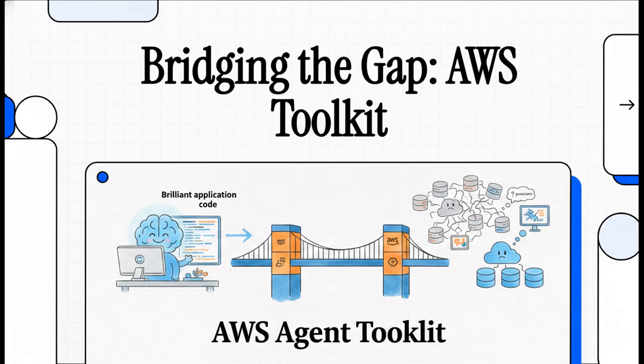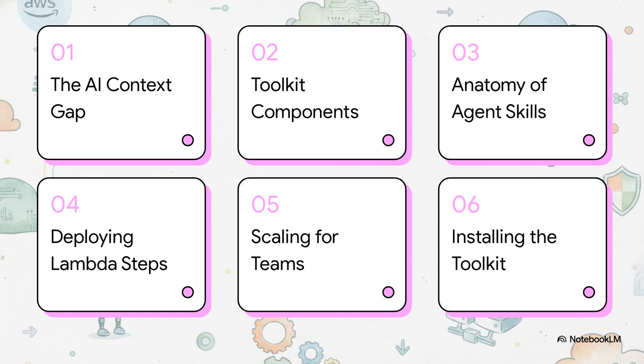Okay, let's dive into this. Here's a quick roadmap of what we're covering today. We're going to look at the AI context gap, the core toolkit components, how agent skills actually work, a step-by-step Lambda deployment, how to scale this up for your engineering teams, and finally, getting it installed.